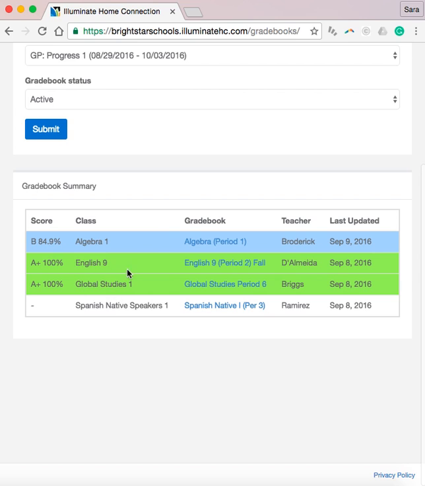So the person that I'm looking at is doing really well in English, doing really well in global studies, doesn't have grades in Spanish yet, which just means Mr. Ramirez hasn't put them in, right, which is not an issue. And then in algebra, he has a B.